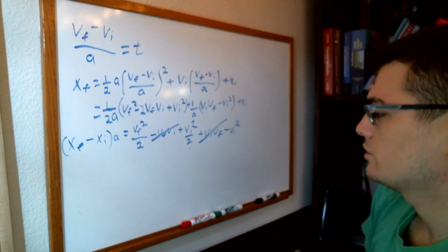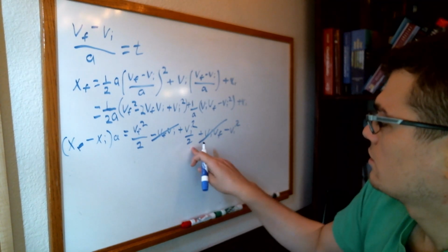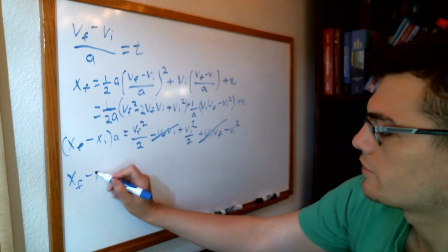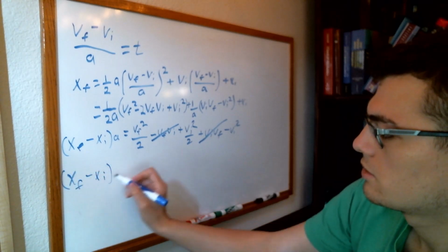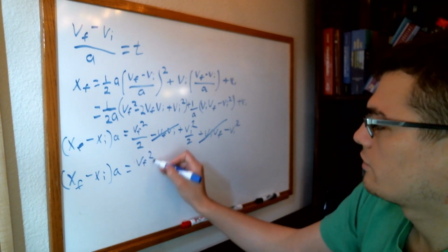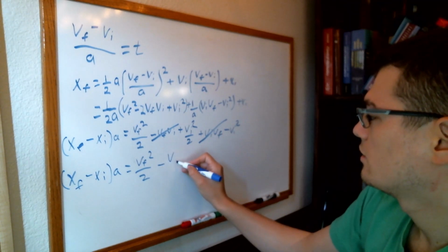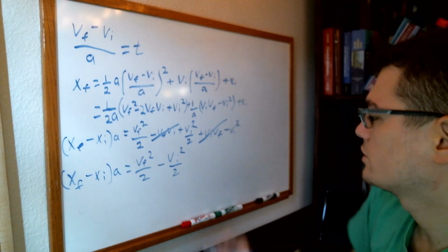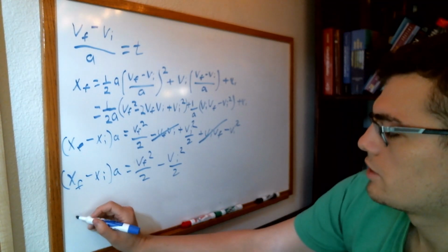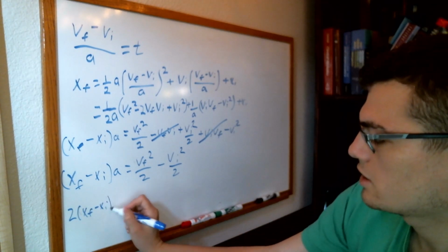So then what we can do is we can say, all right, well, how about this? Let's combine those. So I'm going to keep writing what we have on the left side here. We're going to keep that the same. And then we're going to have vf squared over 2. Combine those. We have minus vi squared over 2. Now I'm going to multiply both sides by 2. So then we're going to have 2 xf minus xi times a.